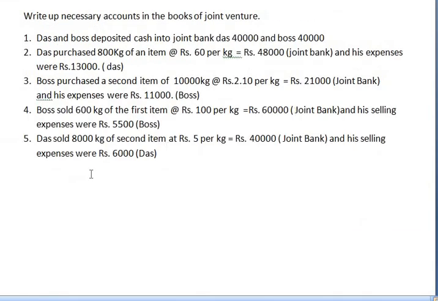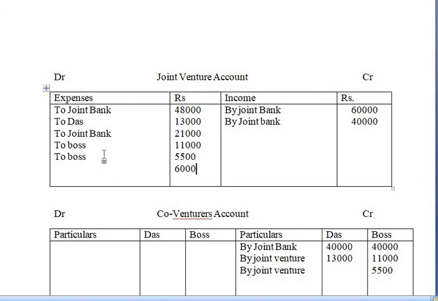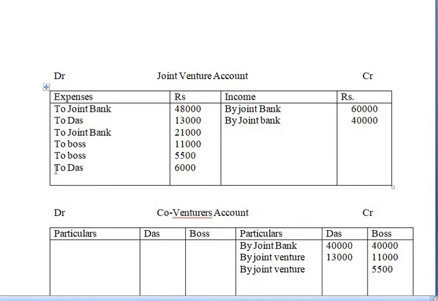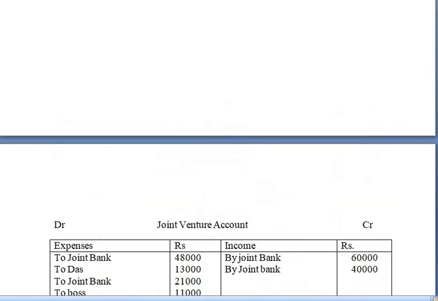And his expenses is rupees 6,000, and expenses were made through private source. So expenses so much? 6,000. So to Das 6,000. Now cross entry, Das account, cross posting, Das is debited. Now you have to make a credit entry for Das. So here opposite side by joint venture. So Das is so much? 6,000.